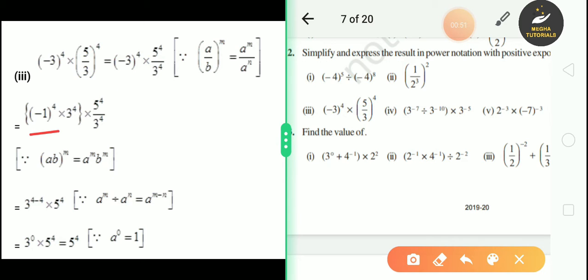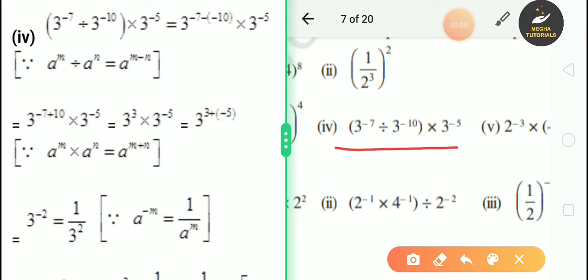Minus 1 raised to 4 is positive 1, and now we will consider this part. So 3 raised to 4 upon 3 raised to 4. It means bases are same. So we can use this law, a raised to m divided by a raised to n is equal to a raised to m minus n. Or we can cancel this directly because base and power both are same. If you use this law, then you will get 3 raised to 4 minus 4 into 5 raised to 4. So 3 raised to 0 into 5 raised to 4. Anything raised to 0 is equal to 1. So 1 into 5 raised to 4, and the final answer will be 5 raised to 4.